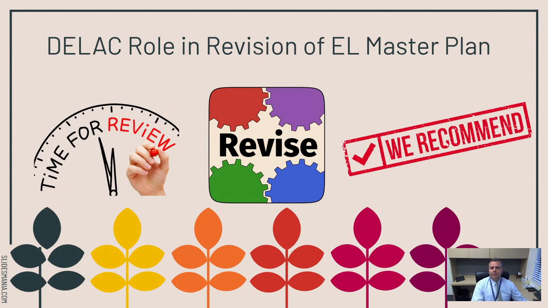First, it's important to note that the District English Learner Advisory Committee, or DELAC, this meeting that you're in now, is responsible for reviewing, revising, and recommending approval of the EL Master Plan to the superintendent. The English Learner Master Plan is reviewed every 3 years for possible modifications. This year's review and ultimate completion will be recommended to the superintendent later this school year.